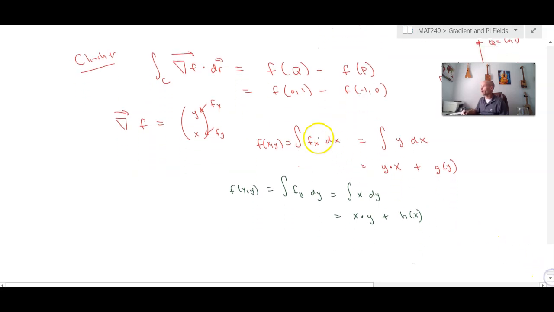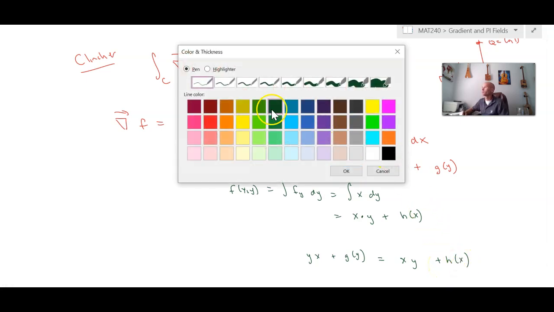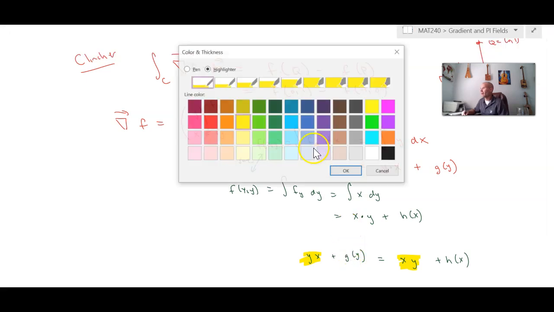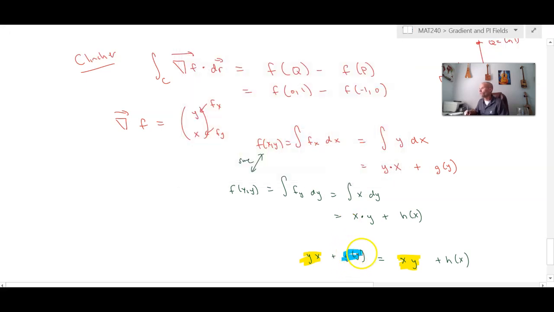And what do we know? Well, we know that these two functions have to be the same. Therefore, yx plus g of y has to be the same thing as xy plus h of x. And let's try to match things up here. First of all, I notice that this is the same as this already. Now on the left I have a g of y, but I don't have any functions of y over on the right.